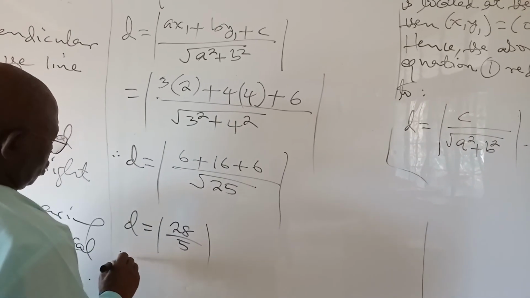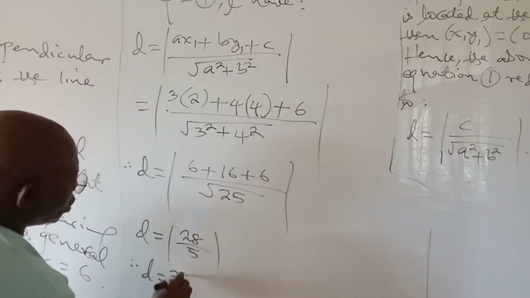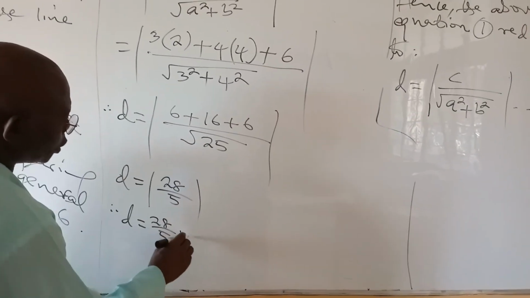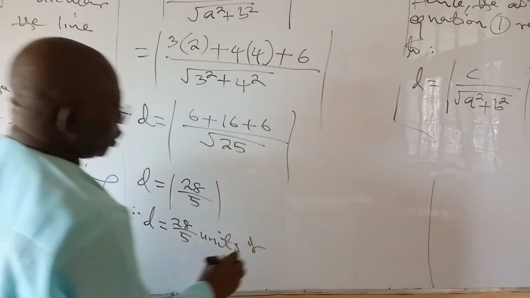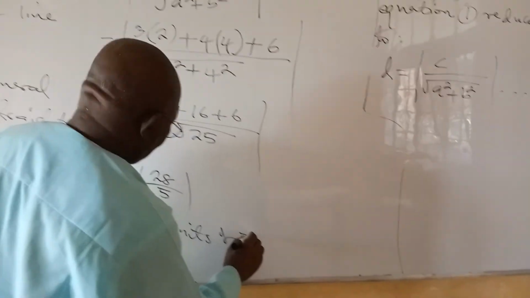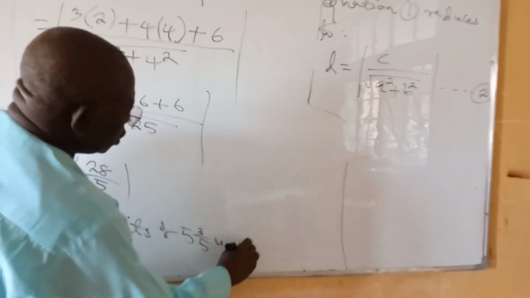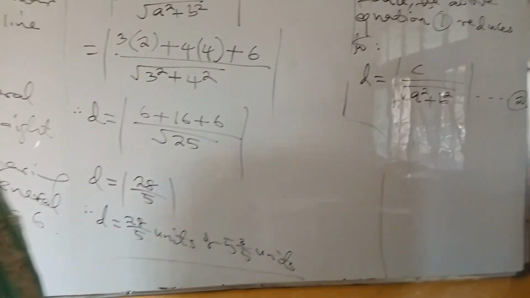So D is equal to 28 over 5 units, or 5 and 3 over 5 units. So this is the length of the line. I'm done.